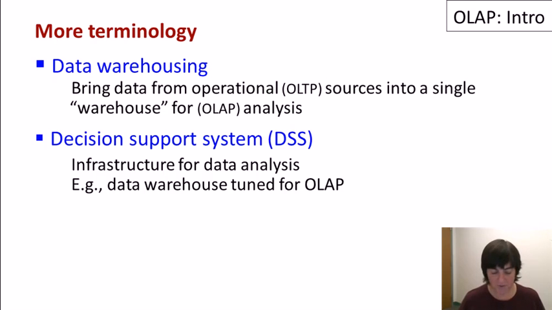Another term you might encounter is decision support systems, also known as DSS. This isn't really an exact term. It's generally used to talk about infrastructure for, again, large-scale data analyses. So if you think of a data warehouse where we're bringing in a lot of data from operational sources, and that warehouse is tuned for OLAP queries, that would be thought of as a decision support system. And of course, this system is designed to support decisions that are made, again, based on data analysis.